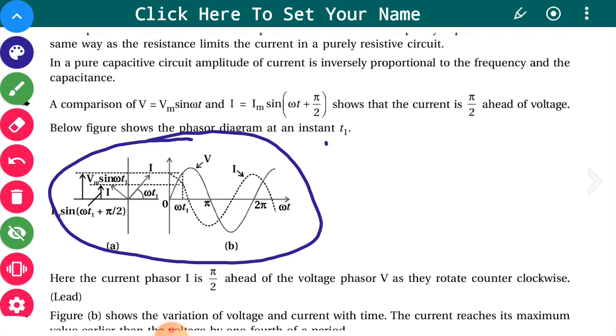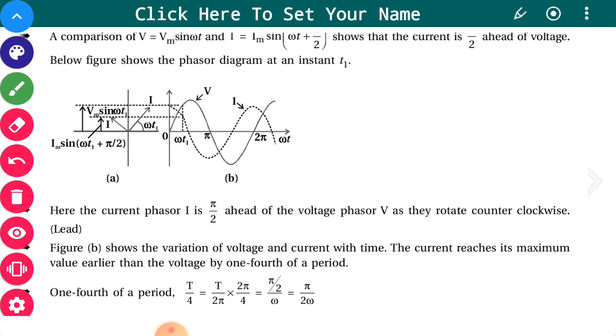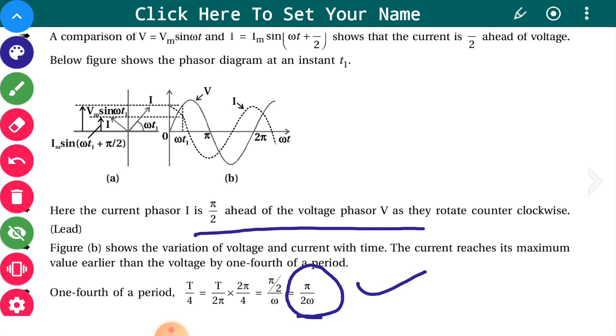Now we can say that here the current phasor is pi by 2 ahead of the voltage phasor. So there is a phase difference of pi by 2, or we can say a phase difference of 1/4 of the periodic time. This can be understood easily. It is T by 4, so we can easily calculate this value of T by 4. What is that? Pi by 2 omega.